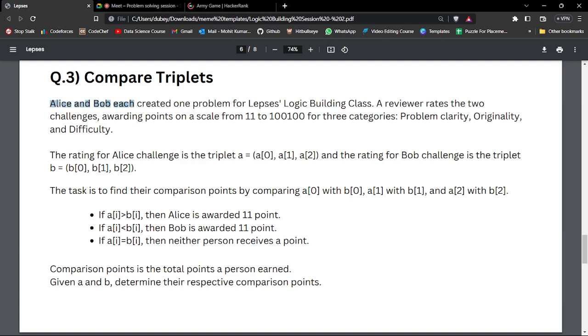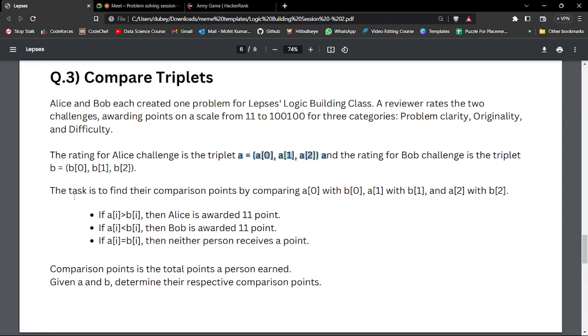Alice and Bob each created one problem for the Logic Building Class. A reviewer rates the two challenges, awarding points on a scale from 1 to 100 for three categories. The three categories are problem clarity, originality, and difficulty. Right. So the rating for Alice's challenge is the triplet A equals A0, A1, A2. And the rating for Bob's challenge is the triplet B equals B0, B1, B2.